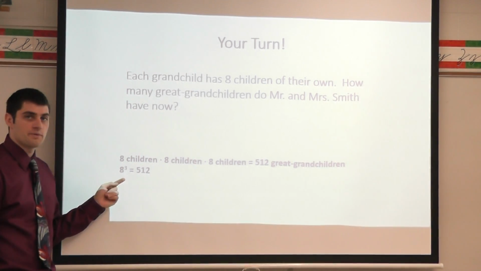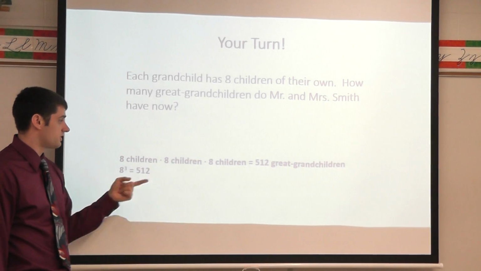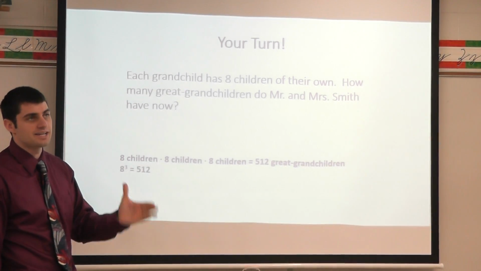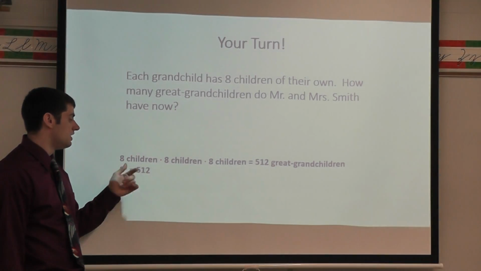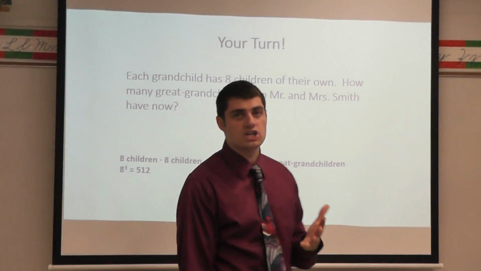You could have also written it out. We talked about prime factorization. The actual prime factorization of the number 512 is really like 8 to the 3rd power. I can do 8 times 8 times 8, or 8 to the 3rd power, or 8 cubed equals 512. So there's another way of using our prime factorization to help us answer that question.